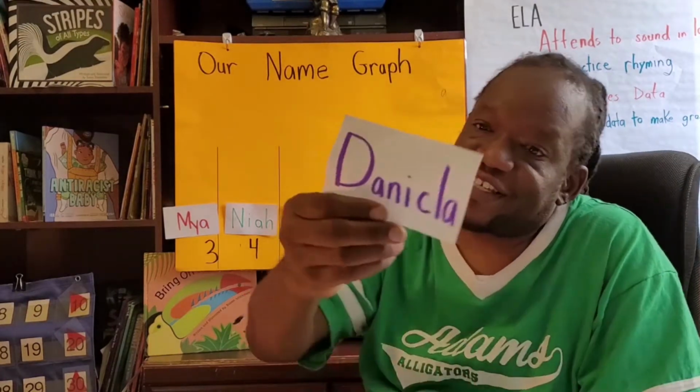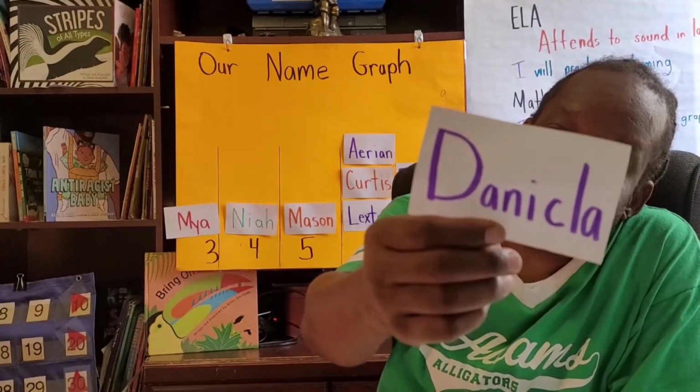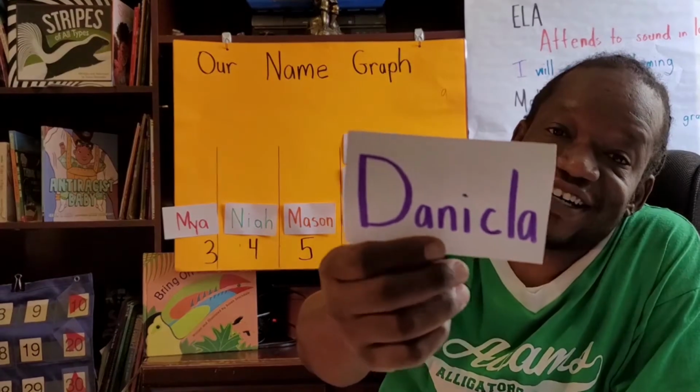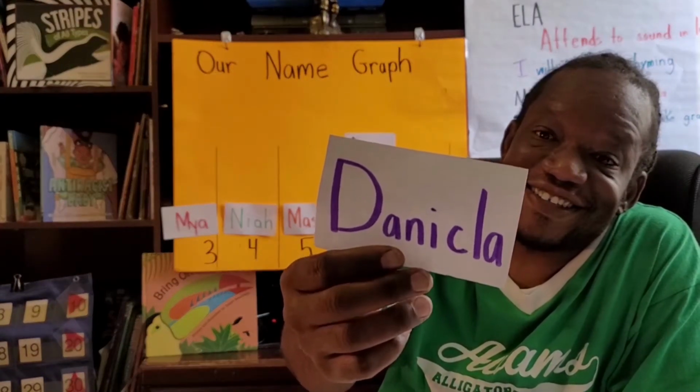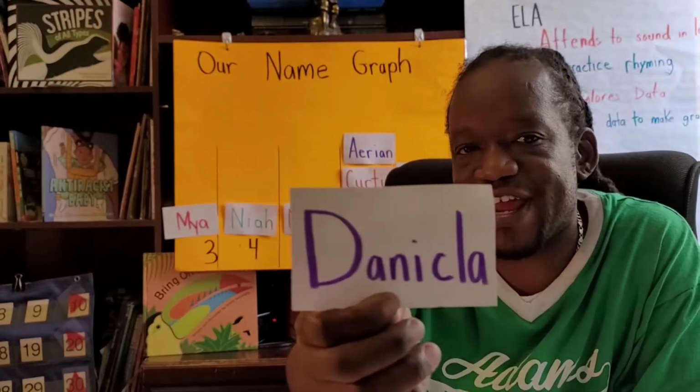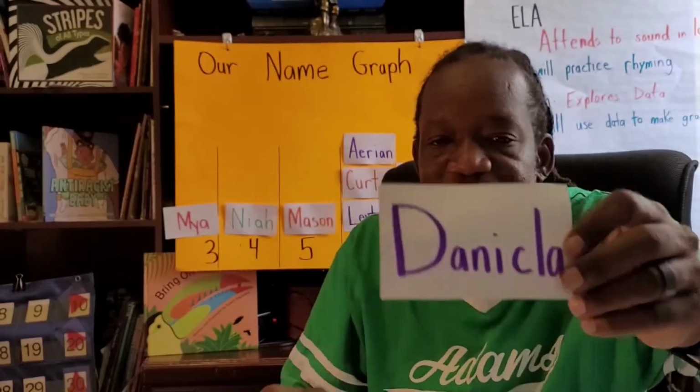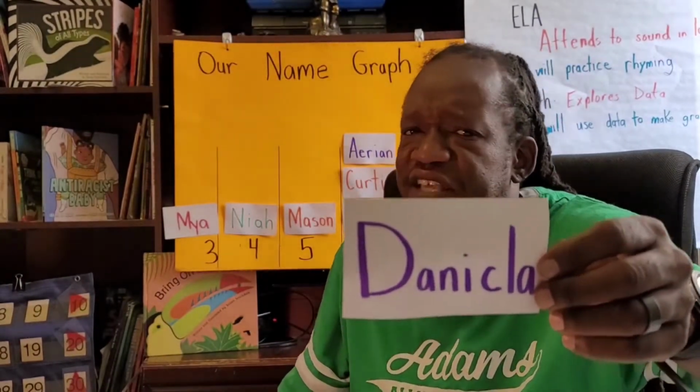Now, whose name is this? Danica. I hope I got your name right. I have some friends that sometimes I have trouble pronouncing their names. If not, just let me know.